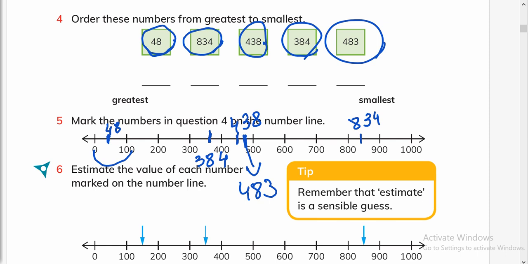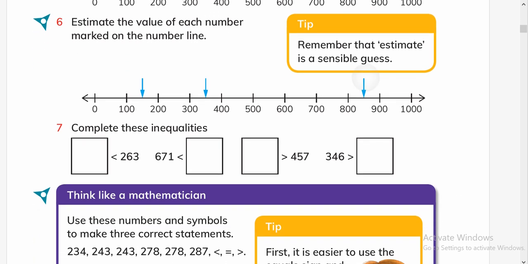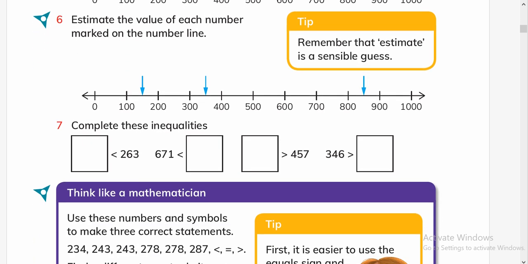Okay, now we will move on to question number 6. It is written, estimate the value of each number marked on the number line. Okay, estimate is a sensible guess. We are not going to give the exact number. Okay, so since it is in the middle of 100 and 200, it would be 150. And when it is in the middle of 300 and 400, it is 350. And here it will be 850.